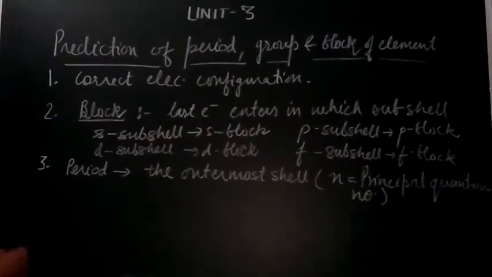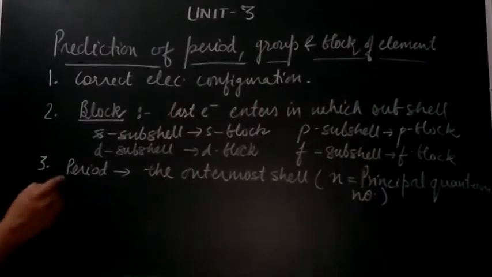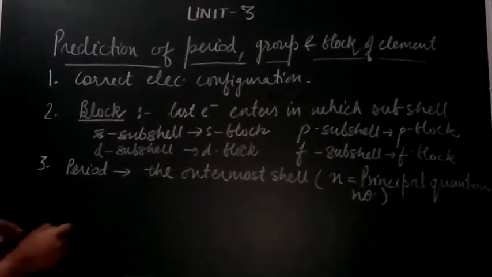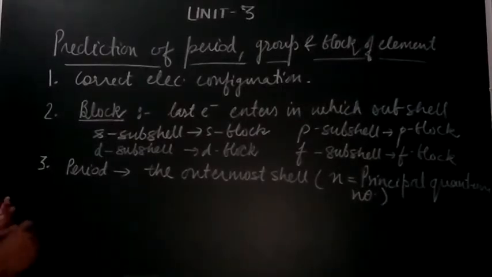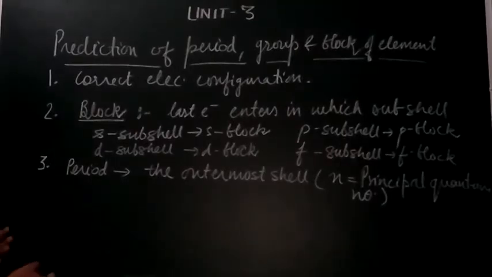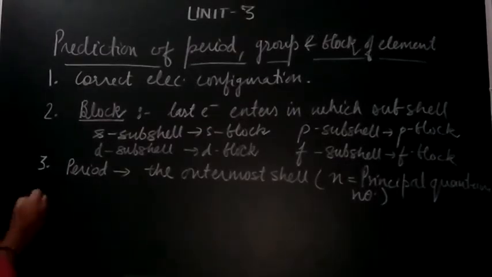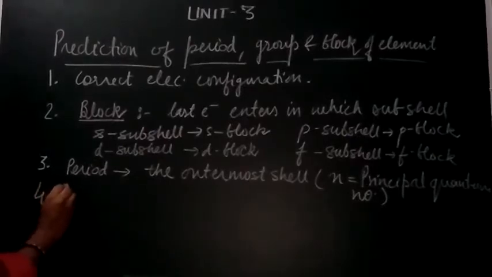If it is n equals to 1, the outermost shell, the valence shell, the principal quantum number we are going to check. If it is n equals to 1, it will belong to the first period. If it is 2, it will be the second period. And if it is n equals to 3 for the outermost shell, then it will belong to the third period. Now the fourth point is to identify the group.